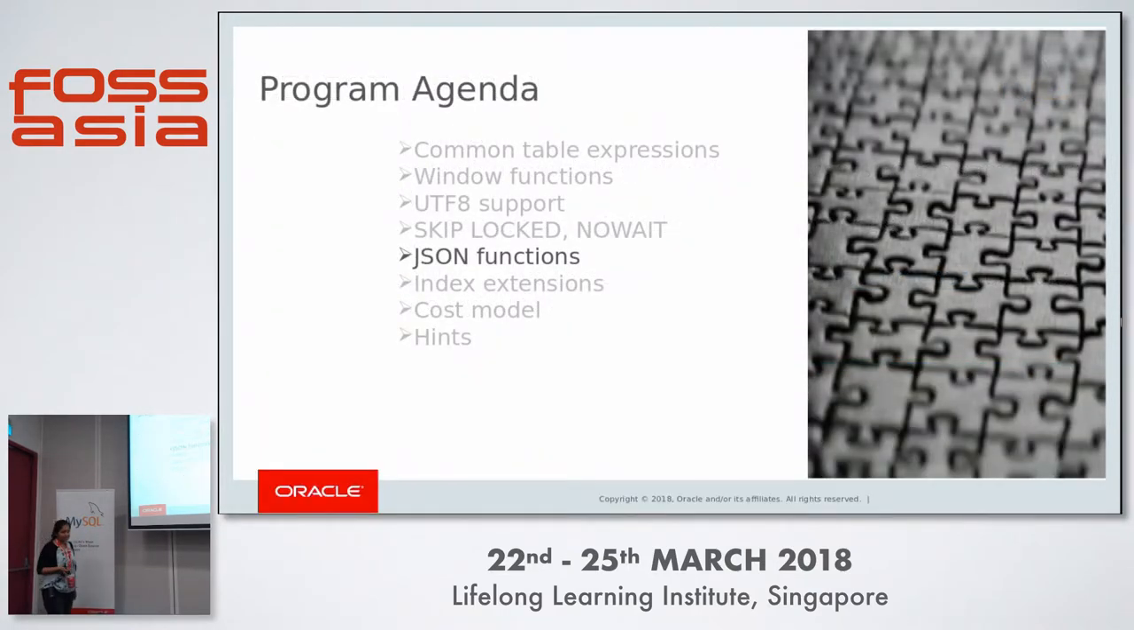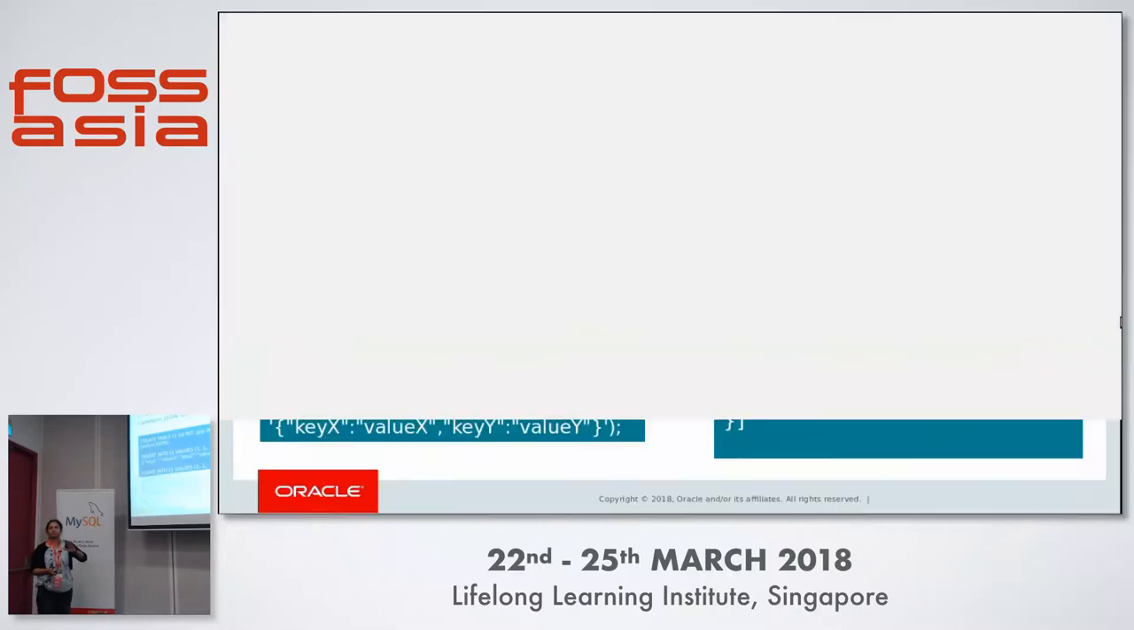And the next is the JSON functions. As you all know, MySQL 5.7 has JSON support, and it is the most well-received feature of 5.7. So what we have done in 8.0 is made some more improvements to this JSON functionality. We've given some more JSON functions that you can leverage in many different ways. I'll go through the most important functions that were introduced.